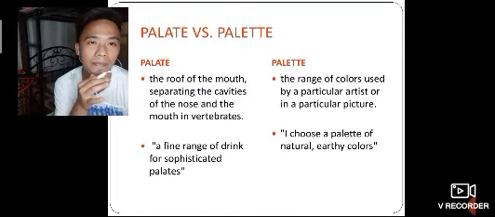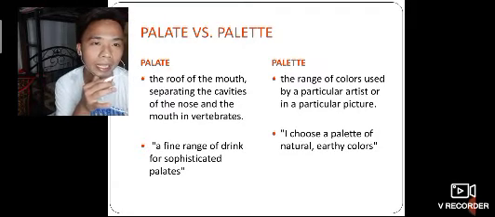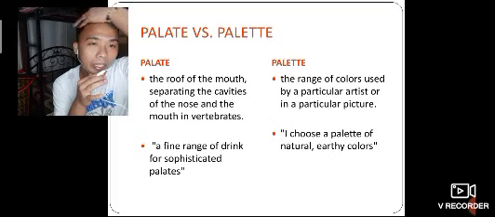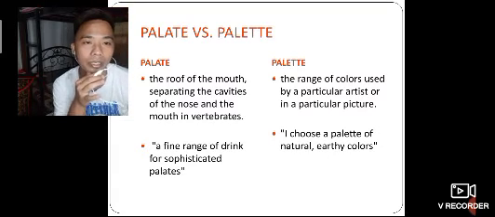Palate versus palette. Palate: the roof of the mouth, separating the cavities of the nose and the mouth in vertebrates. Example: a fine range of drinks for sophisticated palates. Palette: the range of colors used by a particular artist in a particular picture. For example, I chose a palette of natural earthy colors.